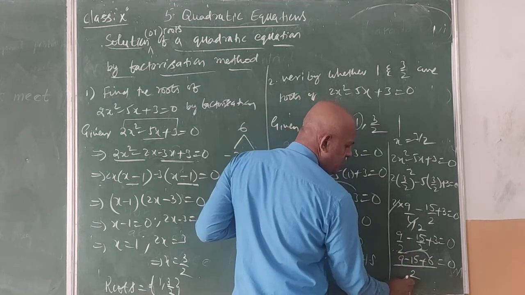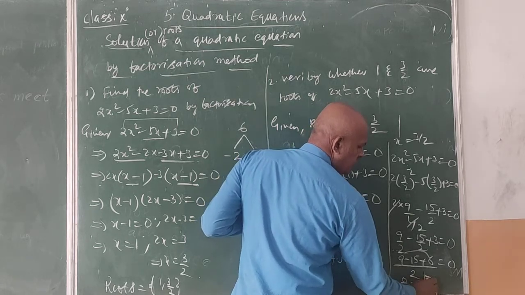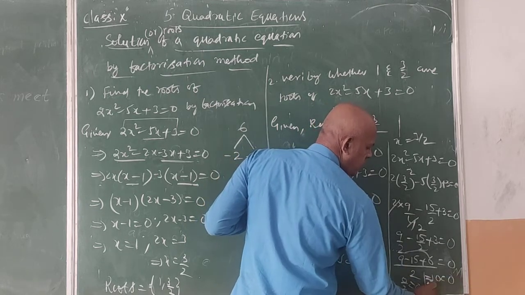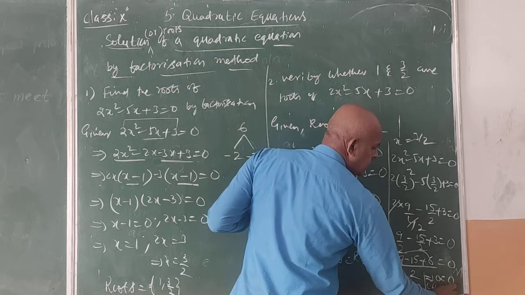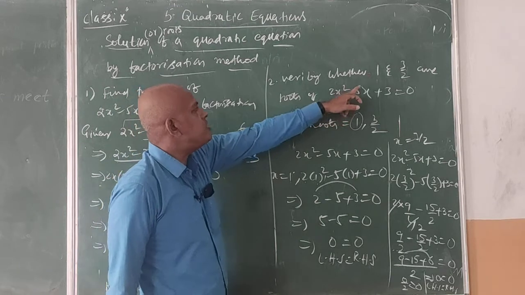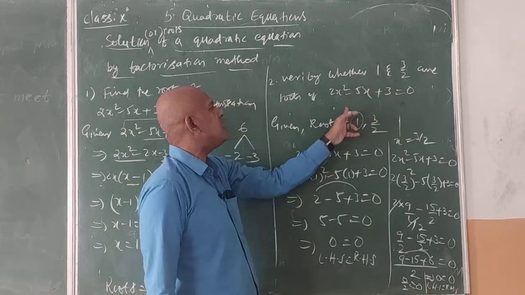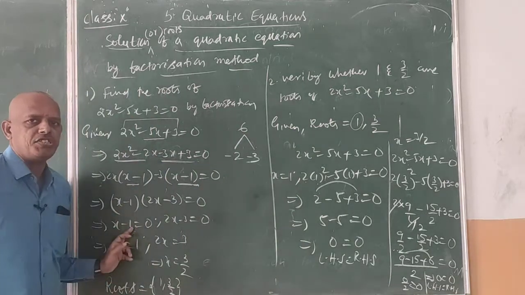So 15 minus 15 is 0, 0 by 2 is equal to 0, which implies 0 is equal to 0. Therefore LHS is equal to RHS. So how do we verify it? When we substitute 1 and 3 by 2, if we get LHS and RHS both as 0, then we can say that they are the roots of the quadratic equation.